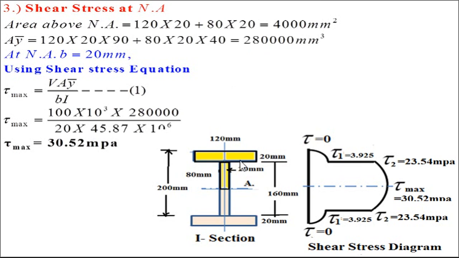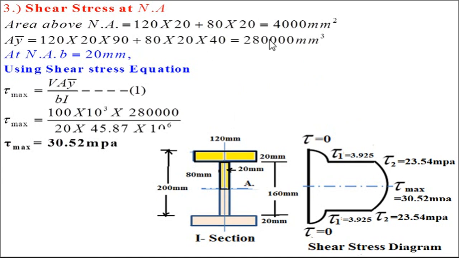Okay, this is the first portion. Now the second portion is the web, plus 80. This depth is 80 into width is 20, into the center of this particular web from the neutral axis. Total depth is 80, means the center will be at 40, half of that. So that's why here I have written 40.